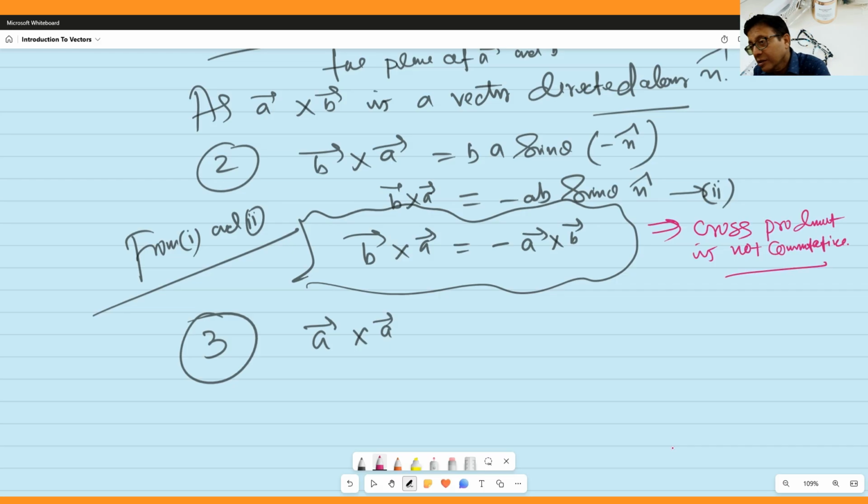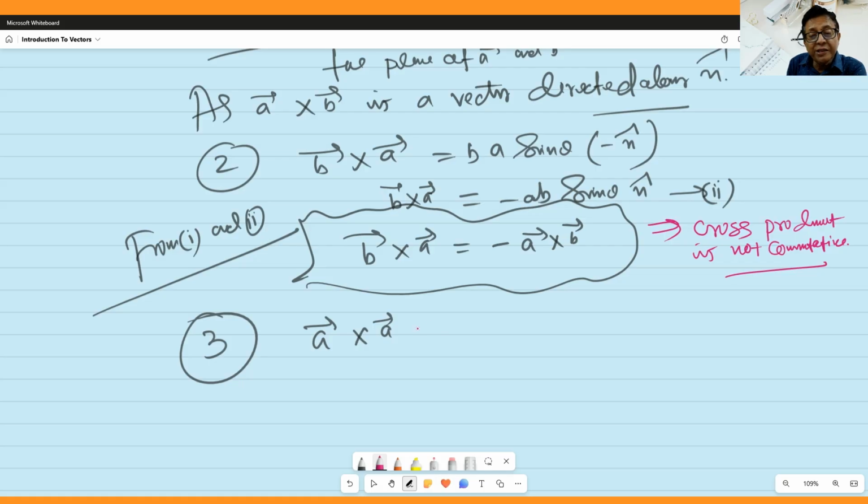Clear? Understood? It is not commutative. Because for commutative, B cross A should be A cross B, like A dot B equal to B dot A. But here it is not. A negative sign is coming. So it is not commutative.